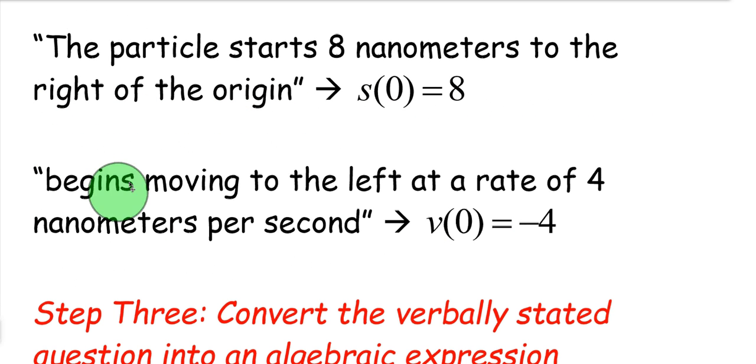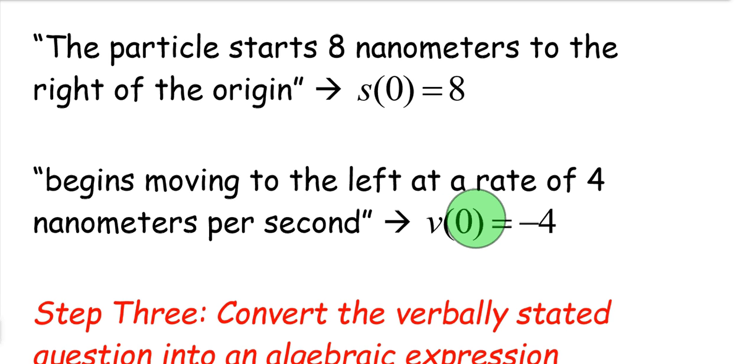Another part of the question says it began moving to the left at a rate of 4 nanometers per second. Now with particle motion, if it's moving to the left, it's going to be negative. If it's moving to the right, it's going to be positive. And since it's moving to the left, we have v of 0 equals negative 4.